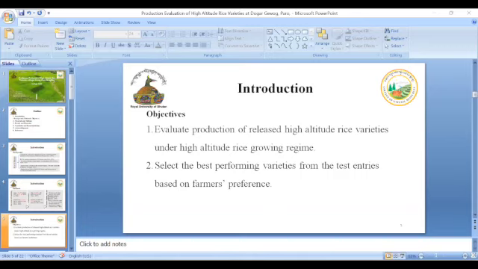And the trial was laid down using an RCBD setup with 3 replications. And soil analysis was conducted twice, before transplantation and after the harvest. There were 9 treatments in total, including the standard check Janam.